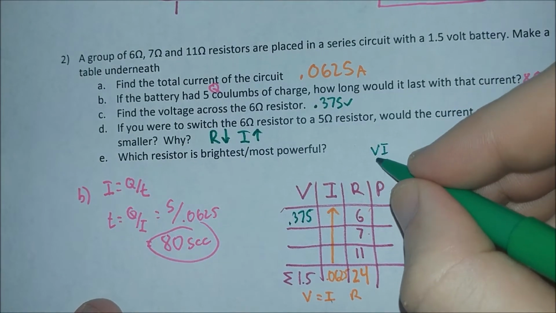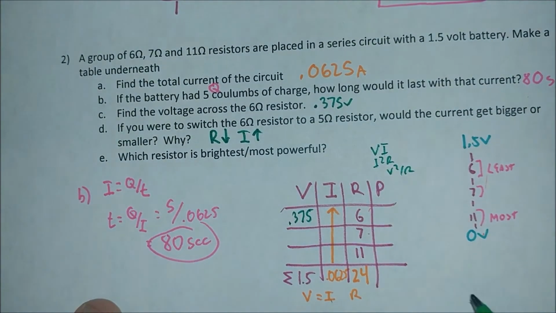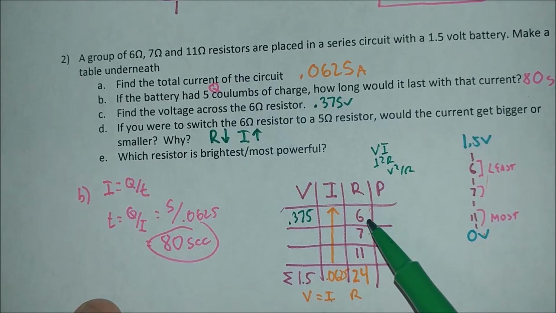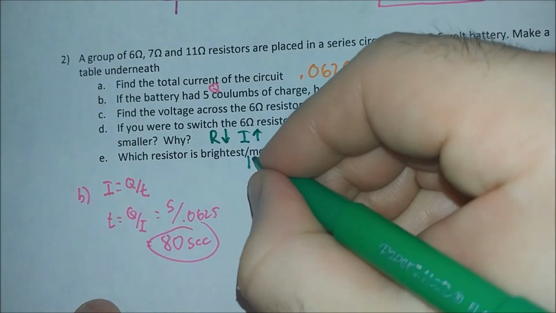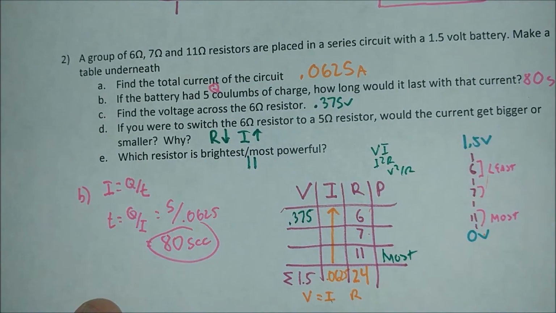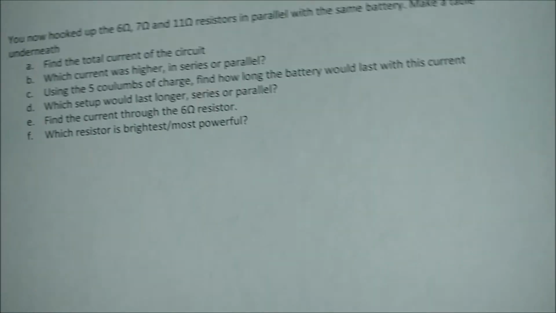And finally, which resistor is most powerful? I have a couple equations to choose from, but since they all have the same current, I'm going to do I squared R. Since they all have the same I, the only thing that matters is the resistance, so the most resistance is going to have the most power. The 11 ohm bulb is going to be the strongest.